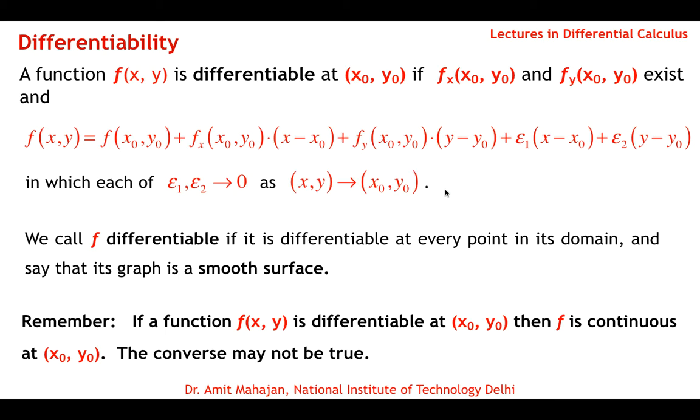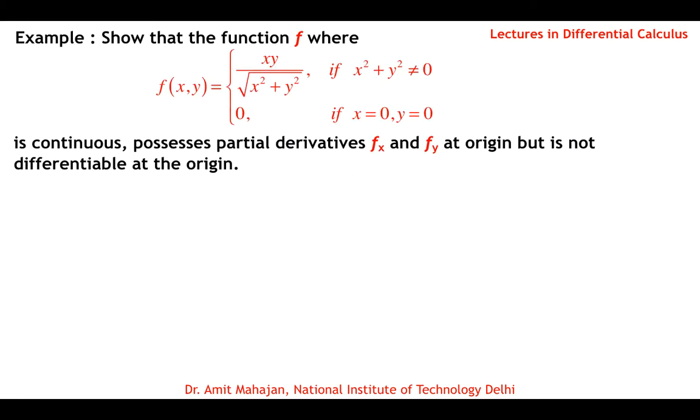Okay, so I'll just take one example to show that even when the partial derivatives exist, the third condition fails, and so the function is not differentiable at a point. Show that the function f, given by this, is continuous and possesses both partial derivatives at the origin, but is not differentiable at the origin. So first let us prove the continuity of this function at the origin.